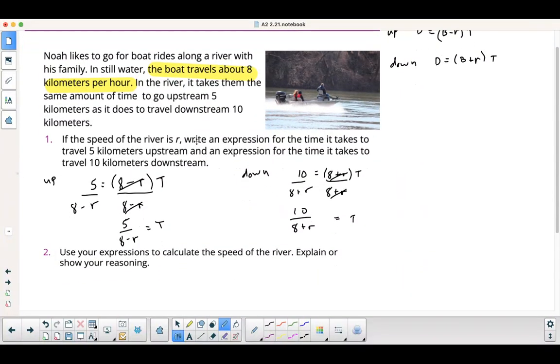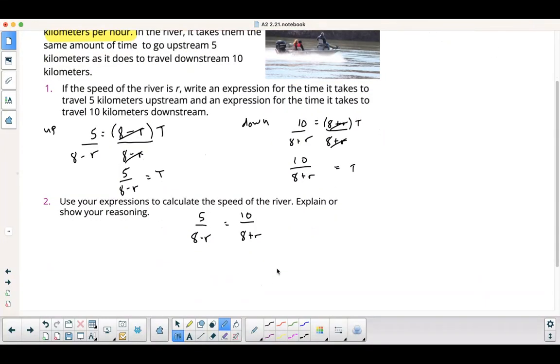All right, use your expressions to calculate the speed of the river. Since it says it takes them the same amount of time, I can set these equal, because they're both equal to t, and have an equation here. So I could treat it like a proportion and cross multiply. I'm going to get 5 times 8 plus r equals 10 times 8 minus r. From here, it's just algebra 1. So it's 40 plus 5r equals 80 minus 10r.